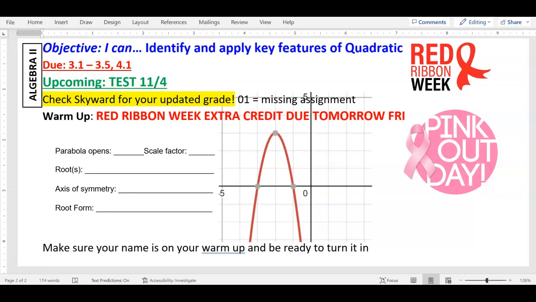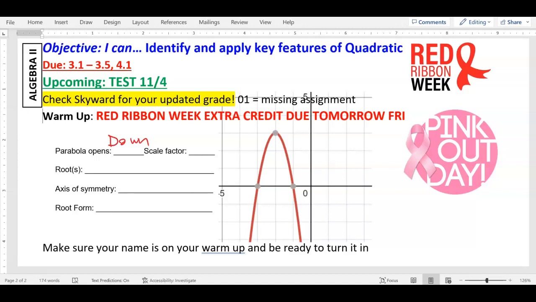So look at this graph. Does this open up or down? Down. If it gets wider as it goes down, it opens down. Now, how do I figure out the scale factor? Where do I start on the graph to figure out the scale factor? The vertex, which is up here.